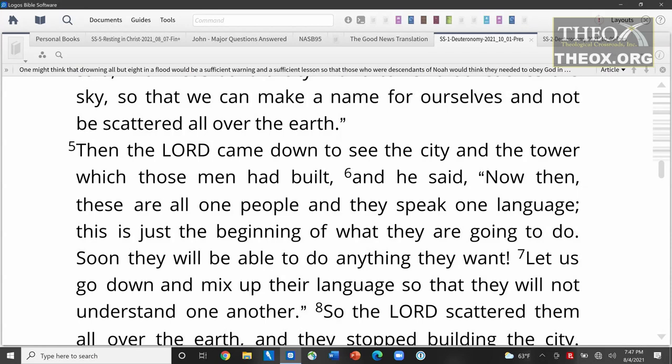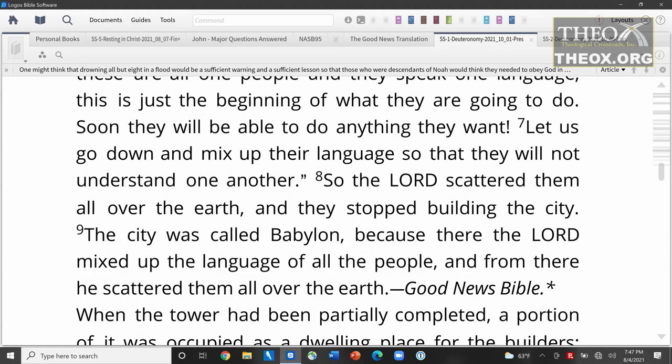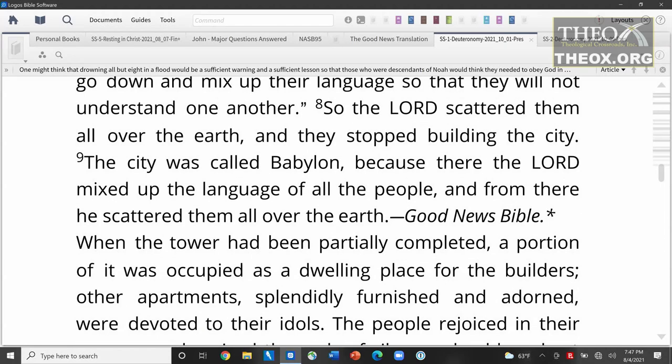Then the Lord came down to see the city and the tower which those men had built. And he said, "Now then, these are all one people and they speak one language. This is just the beginning of what they're going to do. Soon they will be able to do anything they want." Notice the emphasis on what they want. "Let us go down and mix up their language so that they will not understand one another." So the Lord scattered them all over the earth, and they stopped building the city. The city was called Babylon, because there the Lord mixed up the language of all the people, and from there he scattered them all over the earth. Good News Bible.